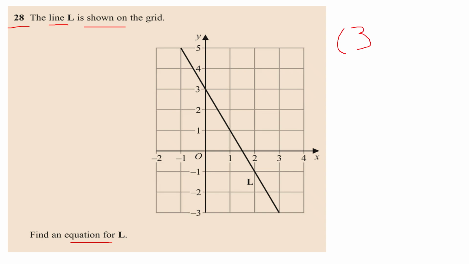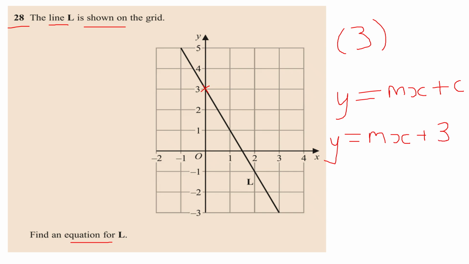So, straight line graphs, guys, are in the format y is equal to mx plus c, where m is our gradient and c is our y-intercept. Straight away I can see it crosses the y-axis at plus 3. So my answer is going to be in the form y is equal to mx plus 3. Even that itself, guys, will definitely get you a mark. So that is 1 mark. Brilliant, good job.